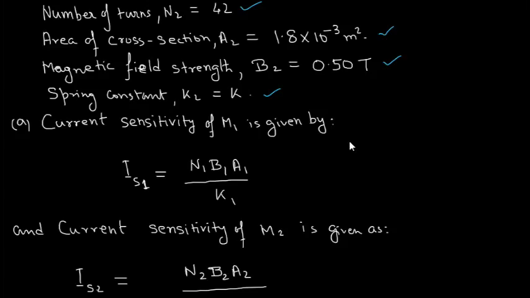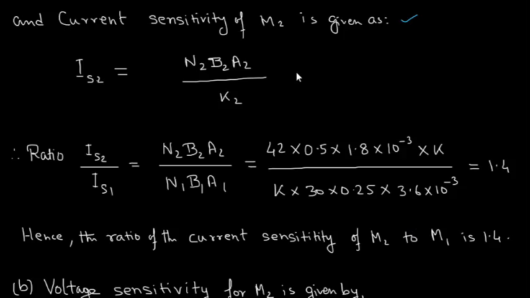A. Current sensitivity of M1 is given by IS1 is equal to N1 B1 A1 upon K1. Current sensitivity of M2 is given as IS2 is equal to N2 B2 A2 upon K2. Ratio of IS2 upon IS1 is N2 B2 A2 upon N1 B1 A1.